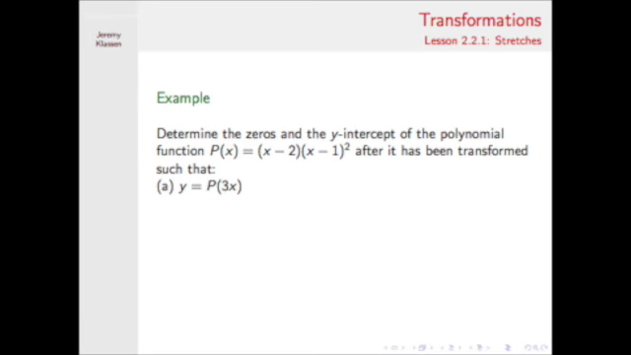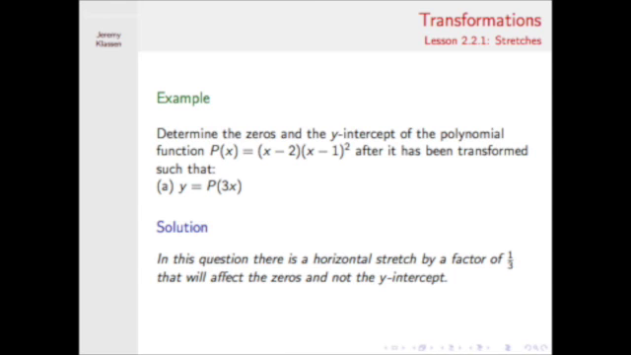Okay, and now this next transformation we're going to look at is going to come from the polynomial y equals p of 3x. And I apologize, this should be labeled as question B, but it's not, it's a mistake. Now in this question, it should be pretty clear that there's been a horizontal stretch. And again, think about what you would do to isolate the x. You'd have to divide by 3, so there's your horizontal stretch factor of 1/3.